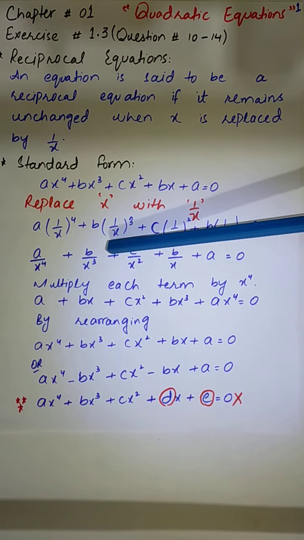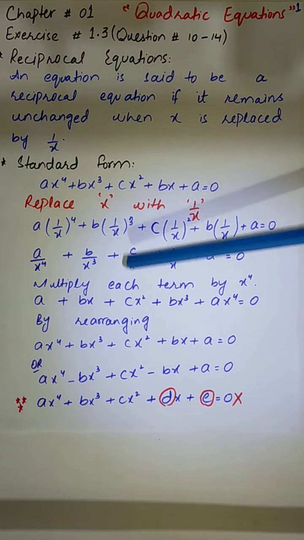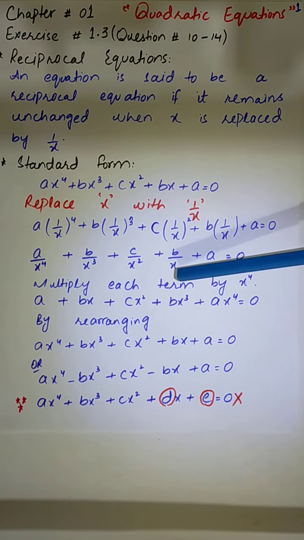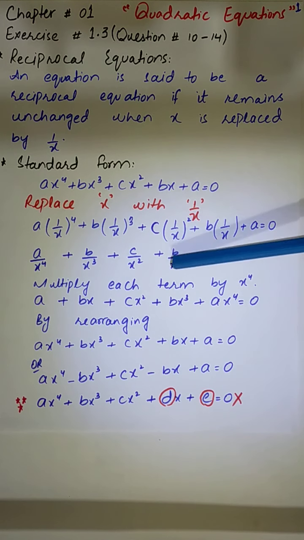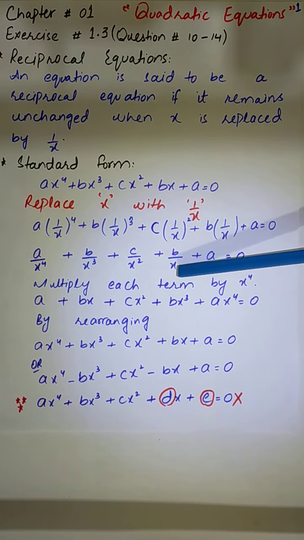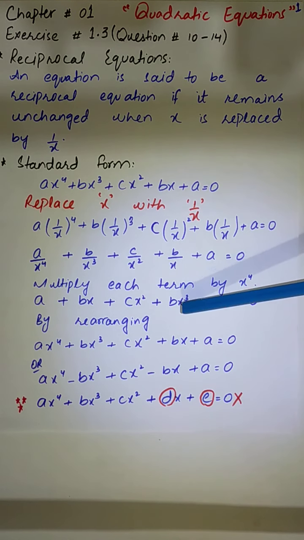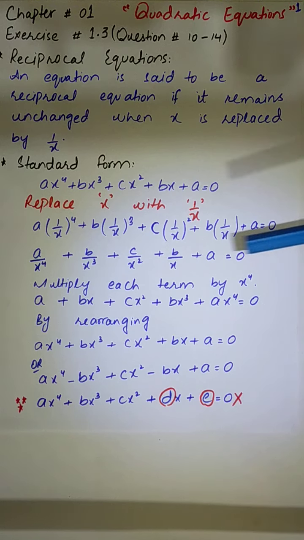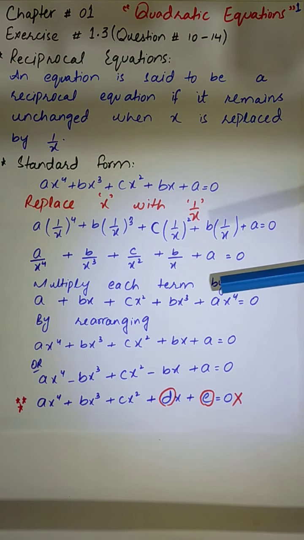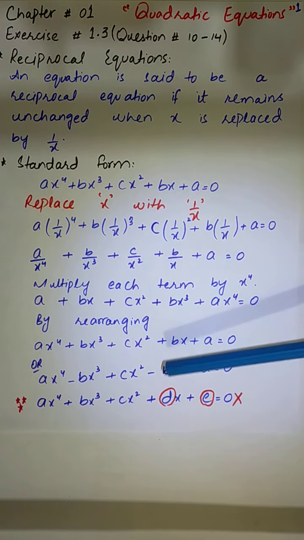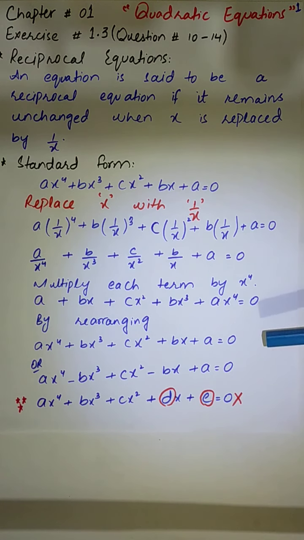Plus c x square: x square and x^4 will cancel out, 2x will be left, which becomes cx square. Plus b by x: this is x power 1, and when it is multiplied with x^4, it cancels out and x power 3 will be left, that becomes bx cube, plus ax^4 is equal to 0. Now we will rearrange all these terms, and this becomes ax^4 plus bx cube plus cx square plus bx plus a is equal to 0.